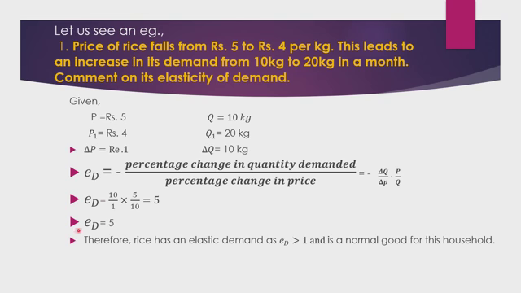Our elasticity of demand is 5. We know that when your elasticity of demand is greater than unit, it is called elastic demand. Elasticity of demand is 5, which is greater than 1, so it's greater than unit elastic. Therefore we can say that rice has an elastic demand and it is a normal good for this household. So this is how we comment on elasticity of demand depending on your calculation.